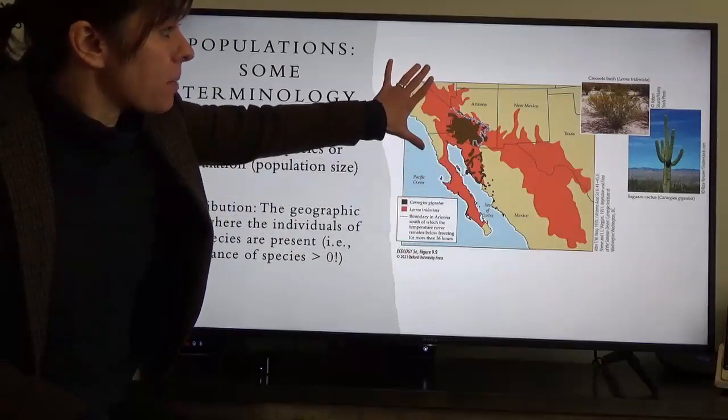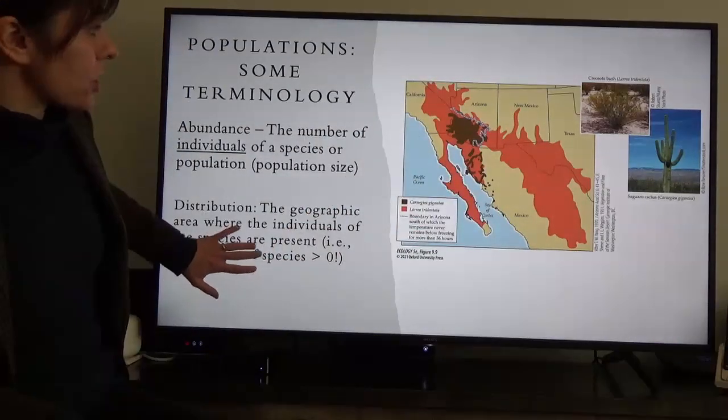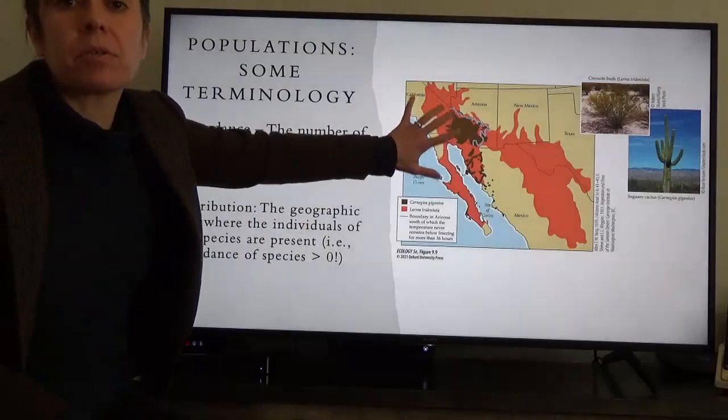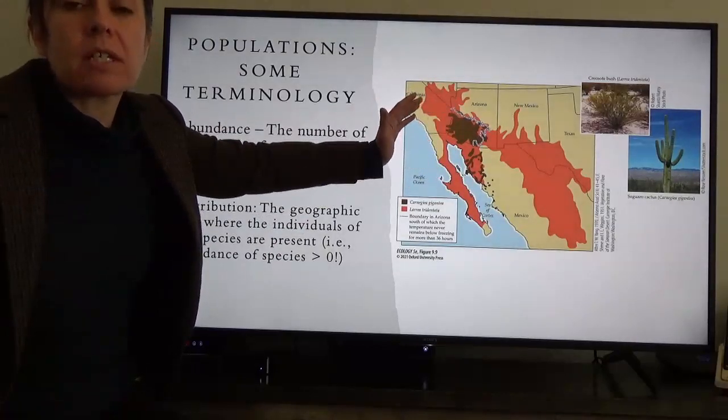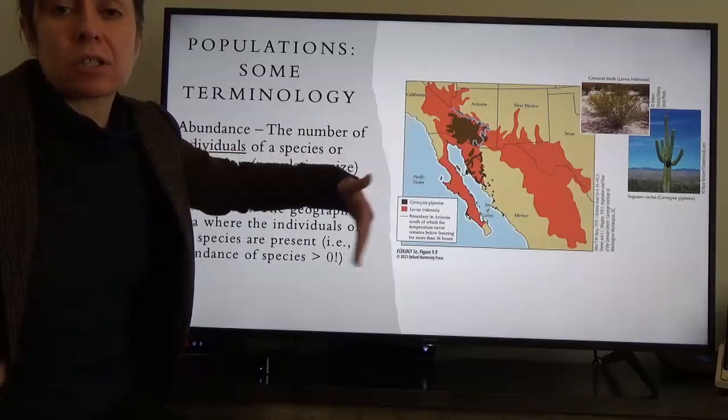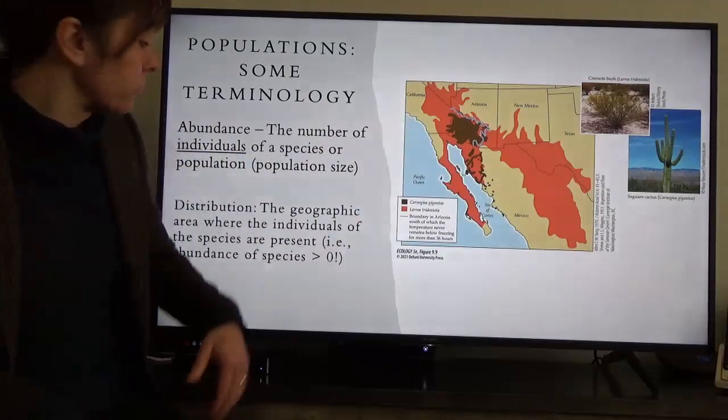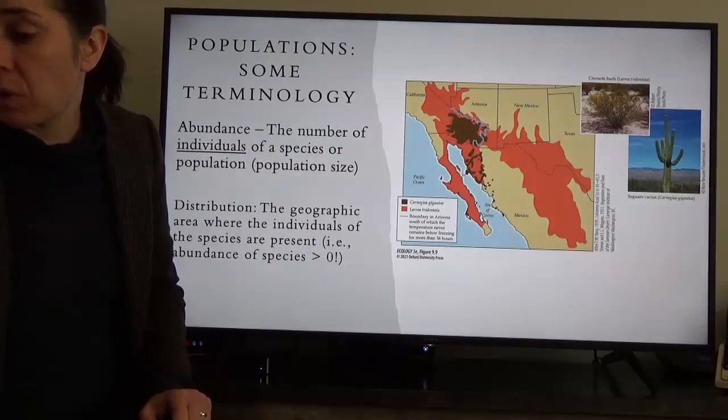But basically when we're thinking about distributions, this is the kind of thing we're thinking about: just looking at the spatial extent where that species actually is able to occur, where it has an abundance of greater than 0.